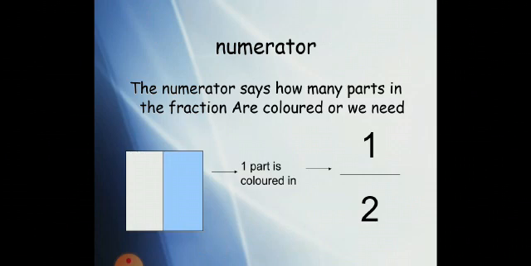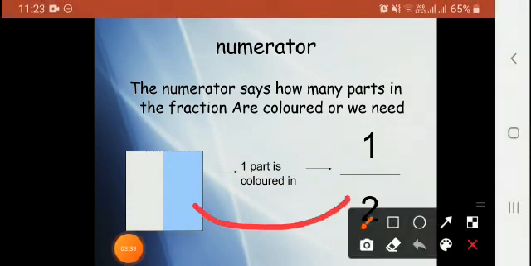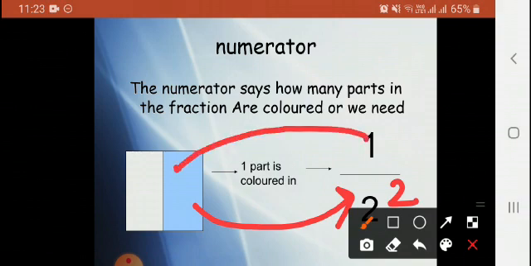Now, the numerator says how many parts in the fraction are colored or needed. The parts in the fraction that we need is the numerator. As this figure is divided into 2 equal parts, 2 becomes the denominator over here, and one part is colored, used, or needed by us. So 1 becomes the numerator. Children, here the two parts into which the figure is divided is the denominator.